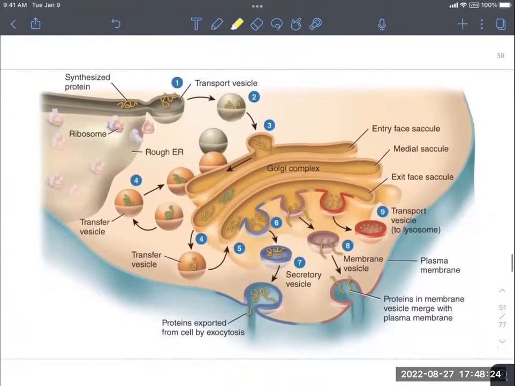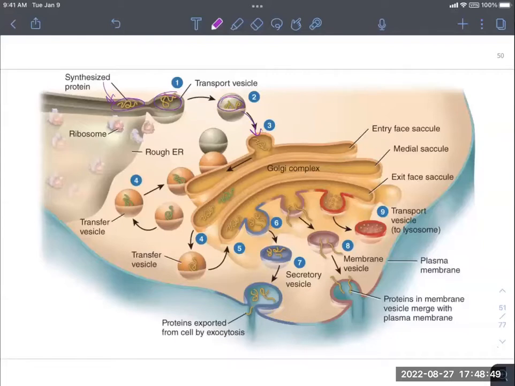So here's the whole process. We have our rough endoplasmic reticulum over here. We have all these little proteins. They go into a transport vesicle. They enter the Golgi complex. As they travel through the Golgi complex, they mature and they turn into whatever job they're supposed to do.